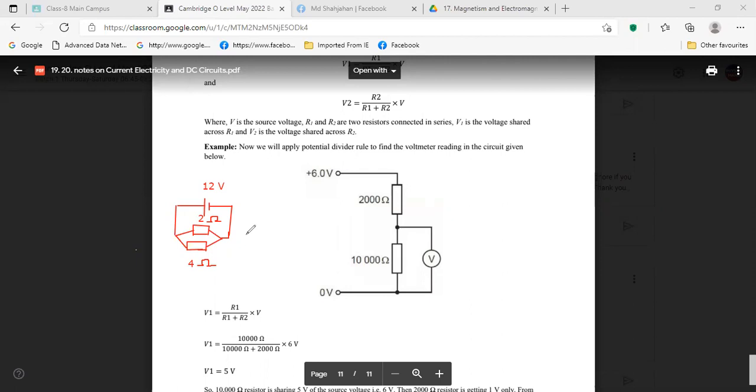So what is their total resistance? Sir, 6. 6 if they are connected in series, but now they are in parallel. What is the formula for parallel connection? You forgot? It's written in your copy. Check.